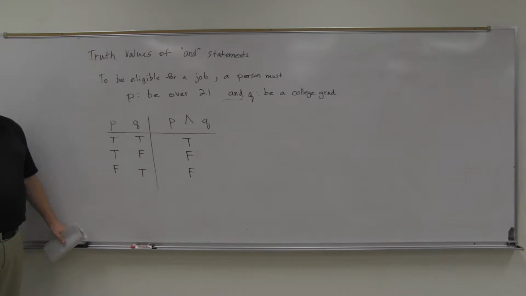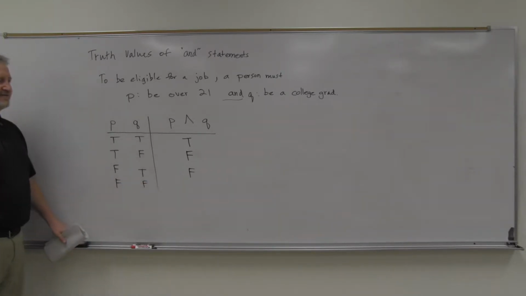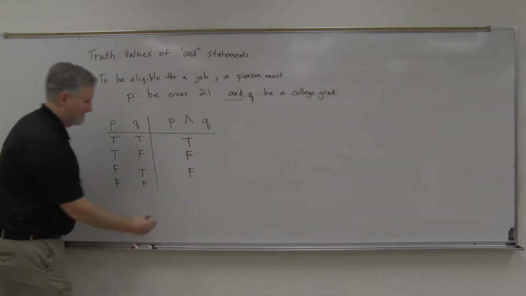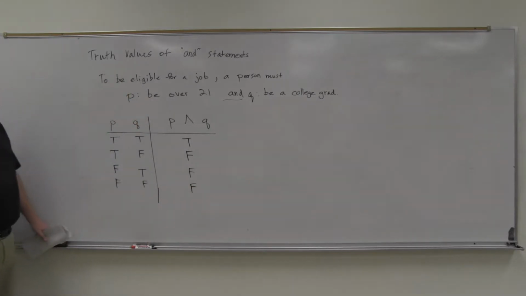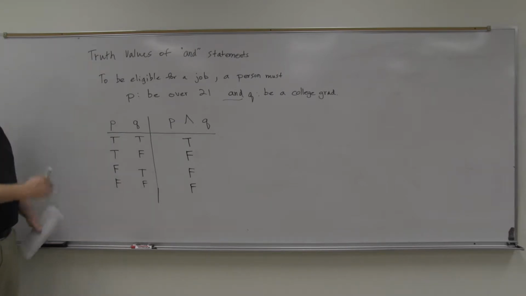What's the last one? Both false. False, false. All right, so are they eligible? Oh, obviously not. Okay. That one's obvious. All right, so this is what happens when we do an and statement, not just in this scenario, but for any and statement.